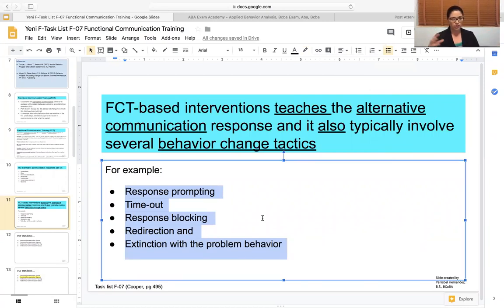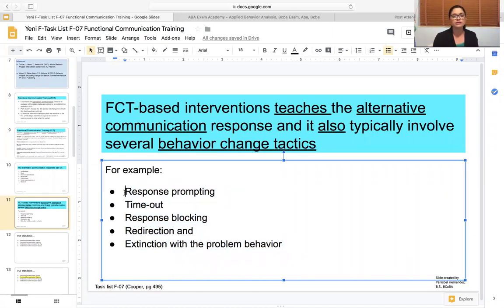When you create the program, you have to keep those two things in mind. So you can also do response blocking, timeout, response prompting, redirection, and extinction with the problem behavior. It's a combination. You could also use a DRI for incompatible behavior, for incompatible running. It makes sense. But a while back, I read in Cooper that we cannot just use DRA or DRI by itself without using some type of other thing like this.